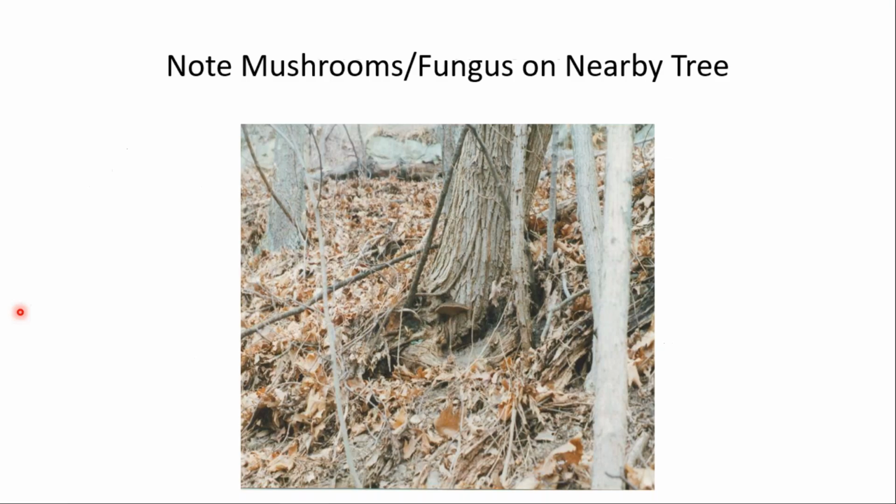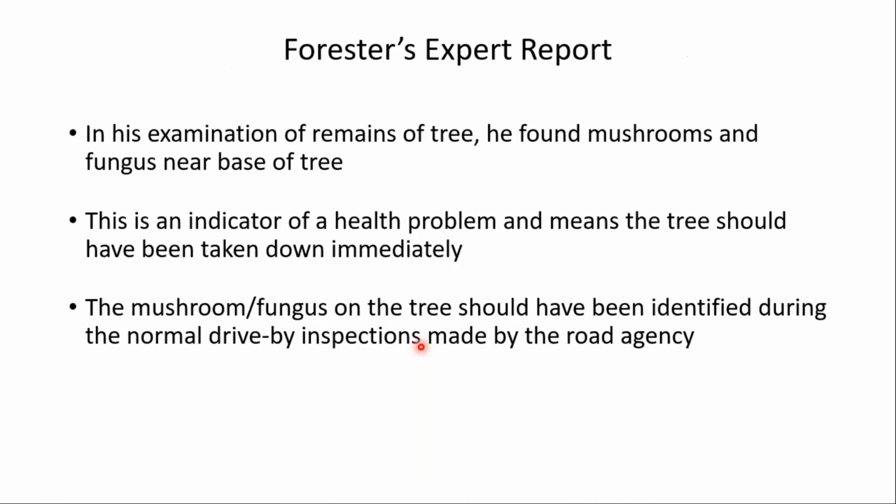The plaintiff hired a forestry expert, and this is not the tree in question, of course. This is another tree up on the slope. But if you look closely, you can see some fungus or mushrooms or conks, I guess the foresters call those. And the forestry expert claimed when he examined the tree that fell, he observed conks on that tree, and that was an indicator of a health problem. And in his opinion, he said that meant the tree should have been taken down immediately.